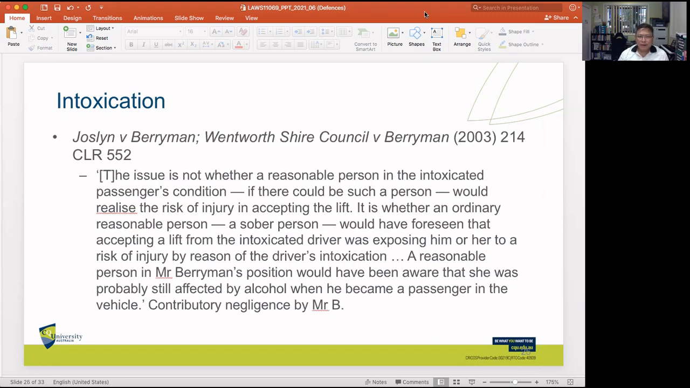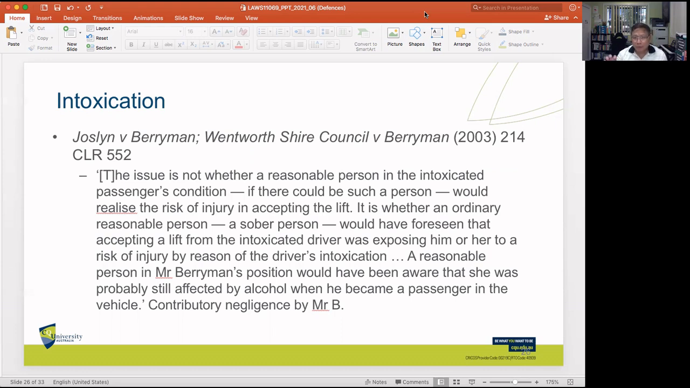In Joslyn versus Berryman, where both of them were aware that they were both drunk, the High Court said that the issue is not whether a reasonable person in the intoxicated passenger's condition, if there could be such a person, would realize the risk. That was the thinking of the court.